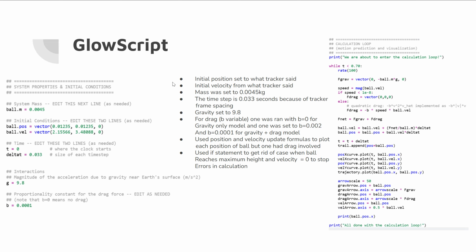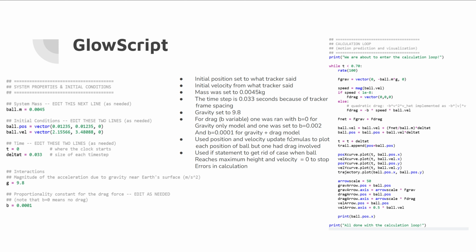So here's the GlowScript data. To our left, we have all the constants. Initial position and initial velocity were set to what Tracker said. Our mass was set to 0.0045 kilograms. Each time step was 0.033 seconds because of Tracker's frame spacing. Gravity was set to 9.8. And this is our drag variable B. We had 3 models created: one without any drag, so B equals 0, one with a drag constant of 0.002, and then one with a drag constant of 0.0001.